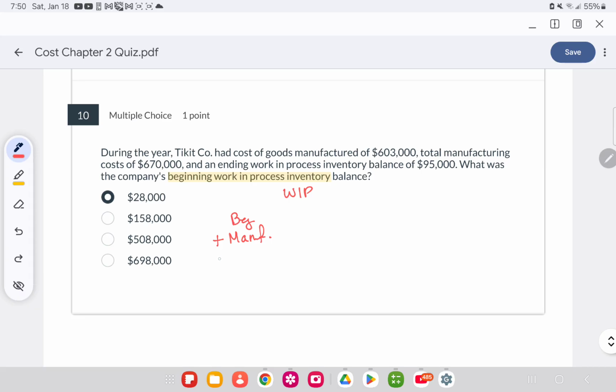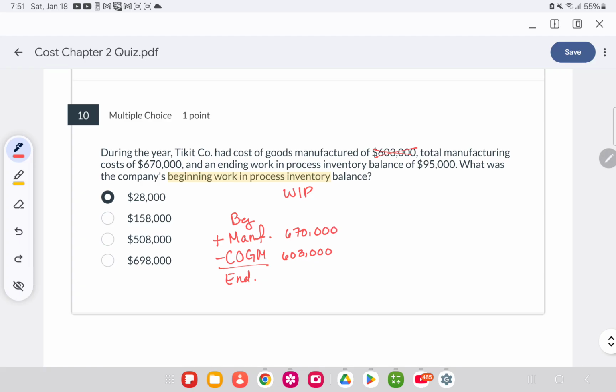In this case, I don't know which one's easier. Let's say COGM, I guess. What makes it go up makes it go down. It doesn't really matter which direction we put the COGM in the ending. That will equal ending. So let's see what we have. They're telling us that our cost of goods manufactured is 603,000. Total manufacturing costs. And these are the total manufacturing costs that they are adding during the period, by the way.